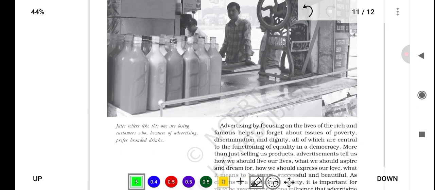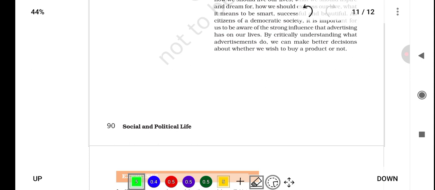This is a juice seller. Juice sellers like this one are losing customers also because of advertising, as people prefer branded drinks. So here our chapter ends. So what was this chapter all about? In a nutshell, this whole chapter is about how advertisements often target personal emotions and how we value ourselves as persons. Branded dals, which are expensive and include packaging and advertising, can make people feel they are not treating their guests properly. Here we have taken an example of a dal and a soap.